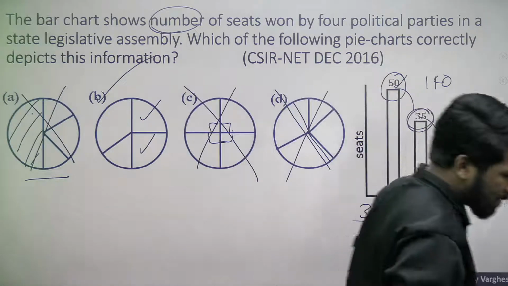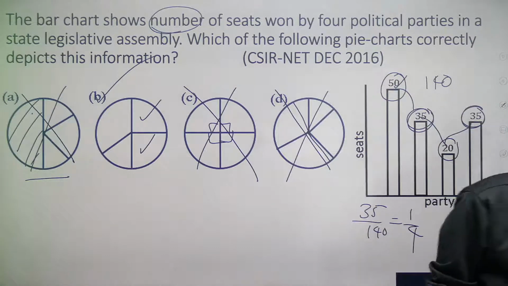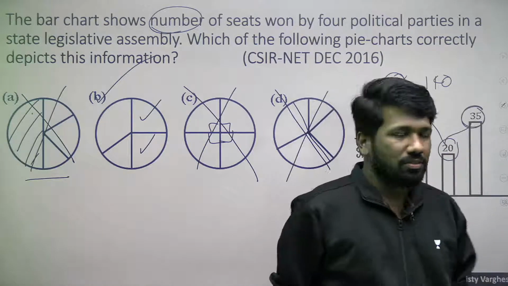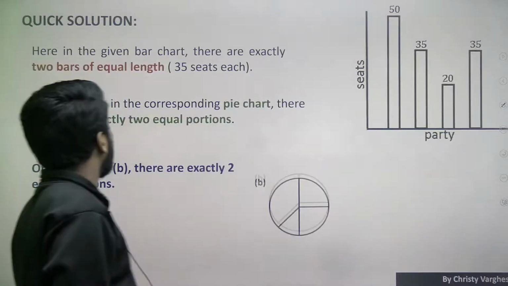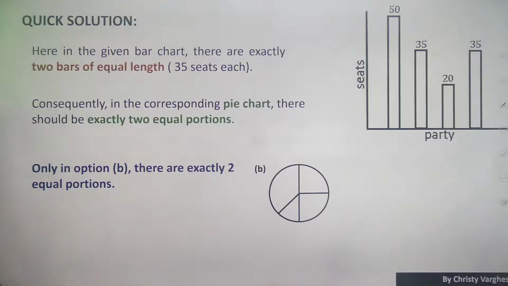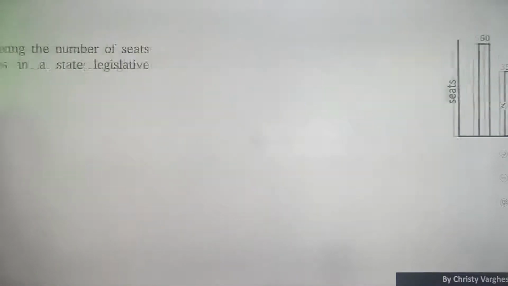So these kinds of skills is what you need to develop, how to avoid doing more steps. This is what I just told now. Quick solution. 2 quarter circles should be there. Only option with 2 quarter circles is option B.